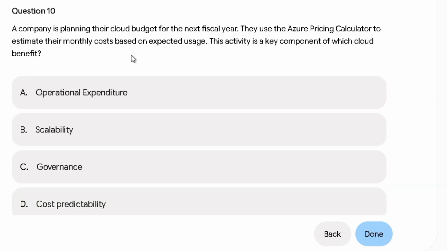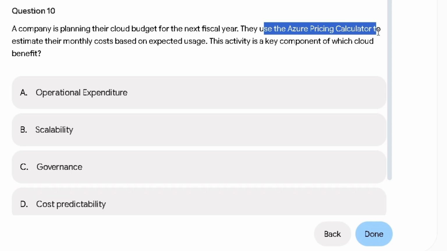Next, last question, question number 10. A company is planning their cloud budget for the next fiscal year. They use the Azure pricing calculator to estimate their monthly costs based on the expected usage. This activity is a key component of which cloud benefit? We still haven't covered the pricing calculator, guys, so probably you don't know what this is. But the pricing calculator allows you to check what you want to buy in the future. But let's read the question and analyze it step by step.